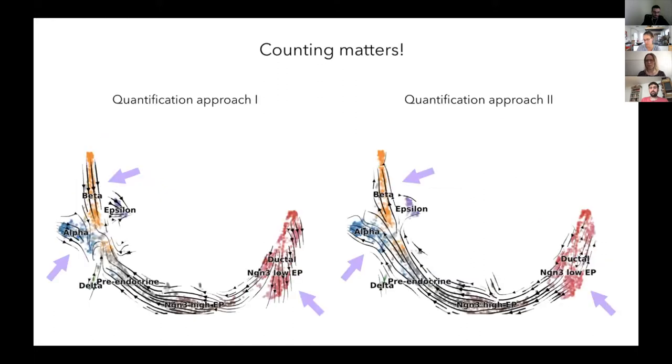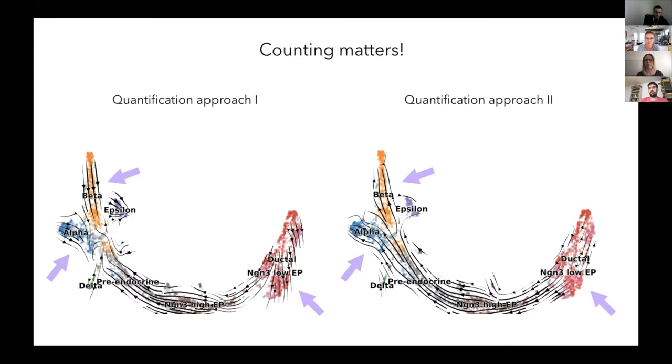So I will not go in too deep into the results here for lack of time. But one of the main messages that I really would like you to leave with is that the counting really matters. The way you get this pre-mRNA and mRNA counts really makes a difference. And it doesn't just make a difference on the count matrix in itself, it also propagates to the velocity estimates and to the biological interpretation.